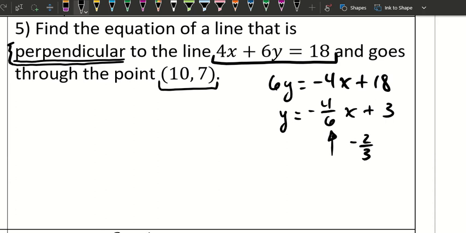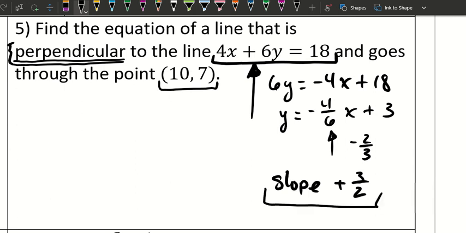Any line that is perpendicular to this line would have to have a slope that would be the opposite in sign. This one's negative, so I make it positive. And reciprocal. This is 2/3, so I'm looking at 3/2. A slope of 3/2 is going to hit a line with a slope of negative 2/3 at exactly a right angle. So I'm dealing with this slope, but it has to go through this point. The question is, what's the y-intercept?